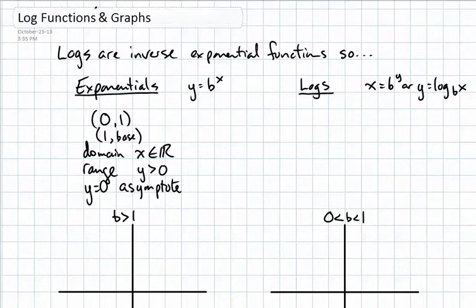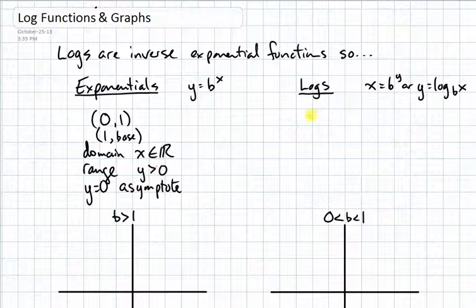Alright, this lesson is about logarithmic functions and their graphs. To start, we want to remember that a log is an inverse exponential function. So I've listed some things about exponential functions for the function y equals b to the x, b being base, x being exponent. Exponential functions pass through (0, 1) and (1, base). They have a domain of all real numbers. They have an asymptote at y equals 0 and only positive values of range, so y greater than 0.